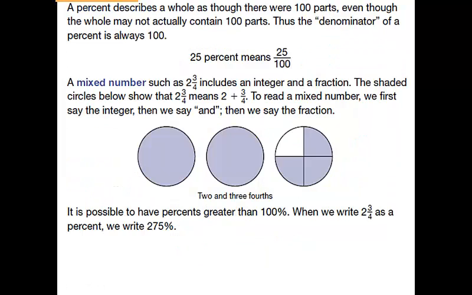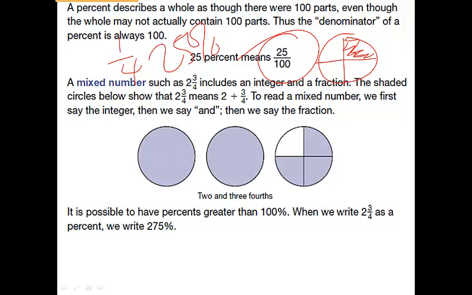A percent describes the whole as though it were 100 parts, even though the whole may not actually contain 100 parts. Thus, the denominator of the percent is always 100. So in our example before, 1/4 or 25% of the circle was shaded in. So we would show that as a fraction as 1/4. As a percent, 25 over 100 is 25%.